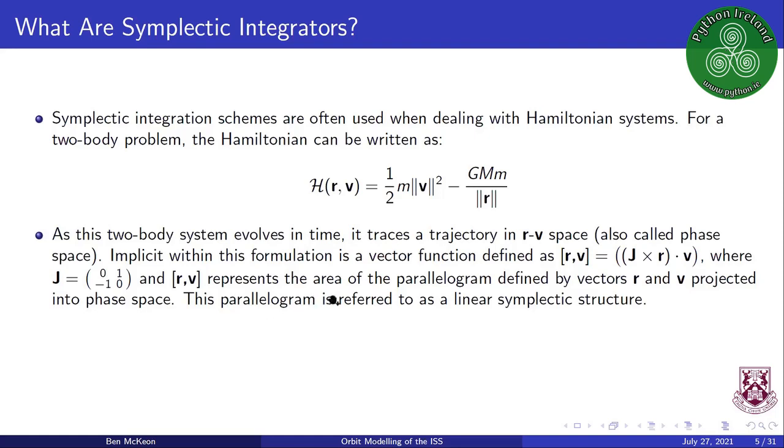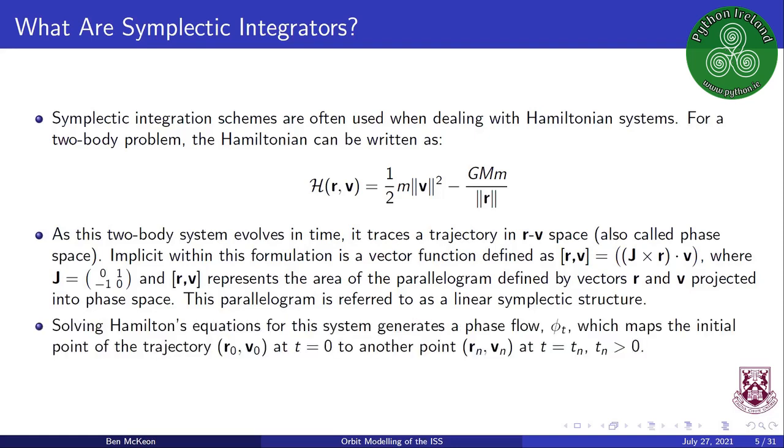And basically, it just represents the area of that parallelogram, which is cast out into phase space. That parallelogram is referred to as a linear symplectic structure. Then if we solve Hamilton's equations, which I briefly mentioned earlier, for this system, we generate what's called a phase flow, which maps the initial point of the trajectory, which I suppose we just denote R0 and V0 at t = 0, to another point, Rn and Vn at t = Tn.